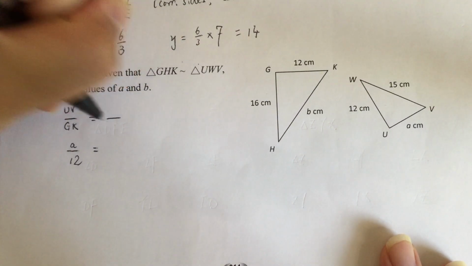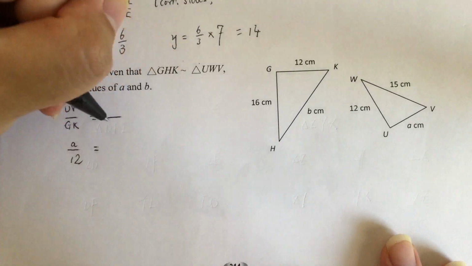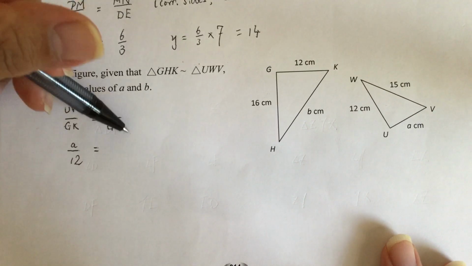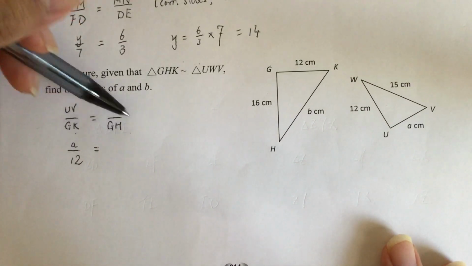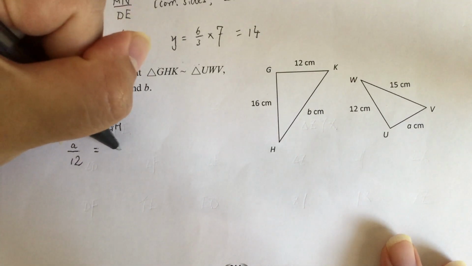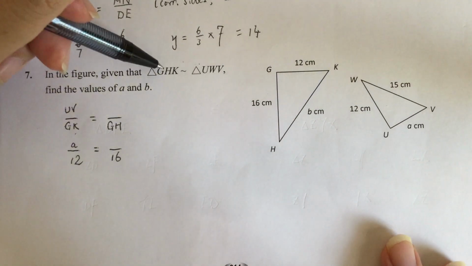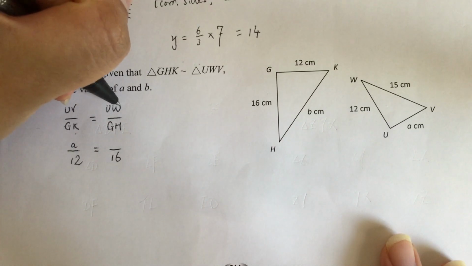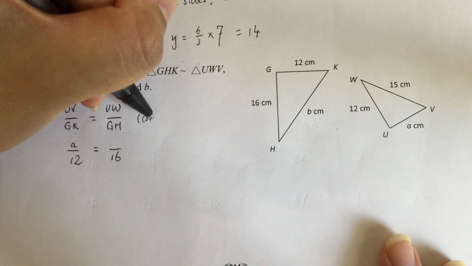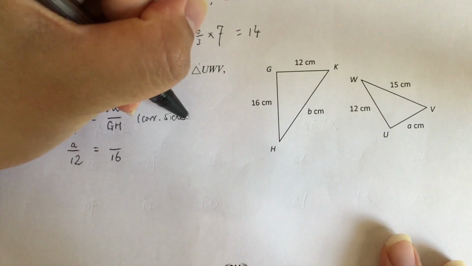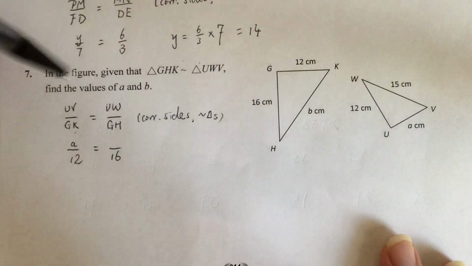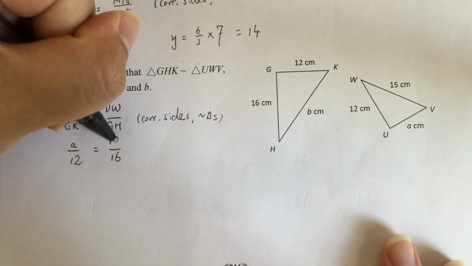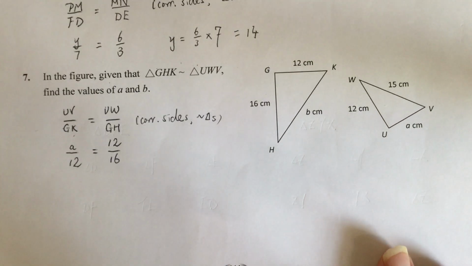So we will have GK over in the denominator, and we will write GH here, because every time we will write the same triangle in the same position. So this is GH here. This is 16. And the last one I want to know is the pair of GH, which will be UW. So we write down UW, and this is the corresponding side of similar triangles. So UW is 12 cm. So we write down 12 here.